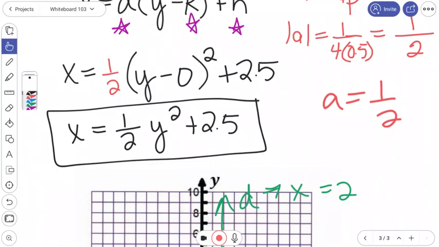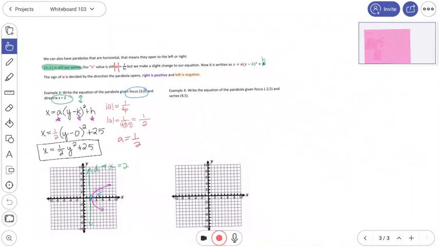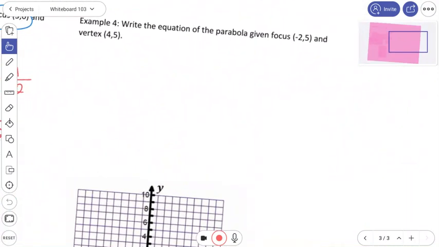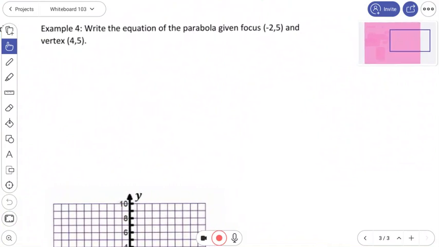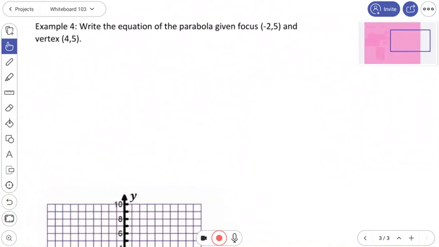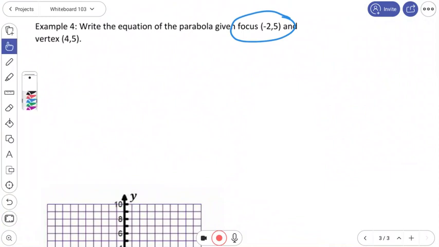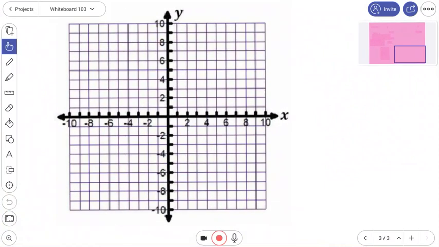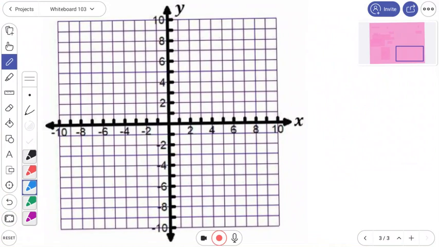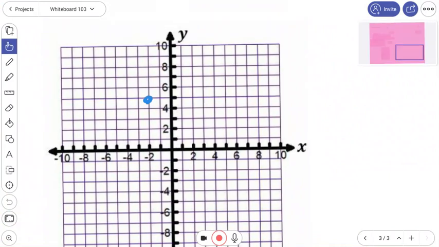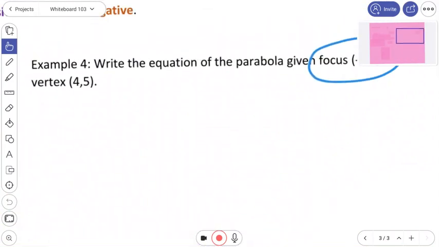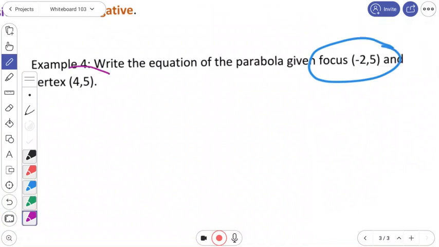All right, let's look at one more example of a horizontal parabola. We're going to write the equation of a parabola given the focus of -2, 5 and a vertex of 4, 5. So our focus is -2, 5. That means we're going to go to the left 2 and up 5. Right there. And then we are given a vertex of 4, 5. That's where our vertex is.